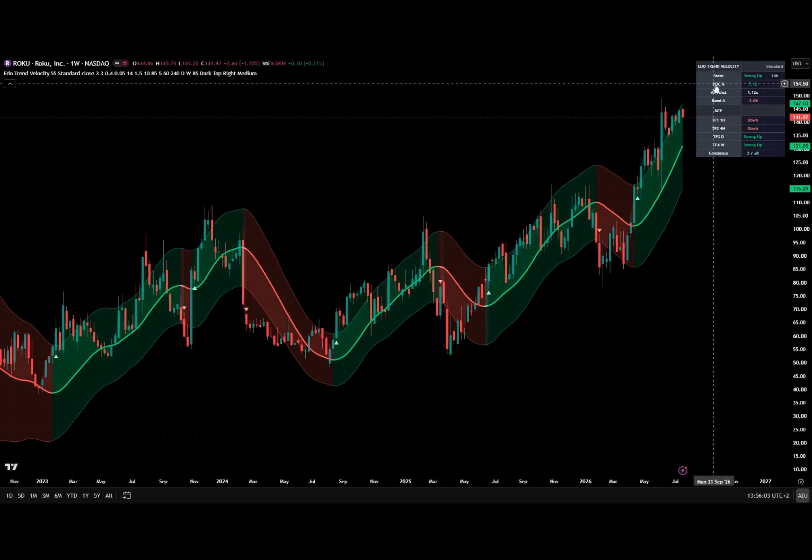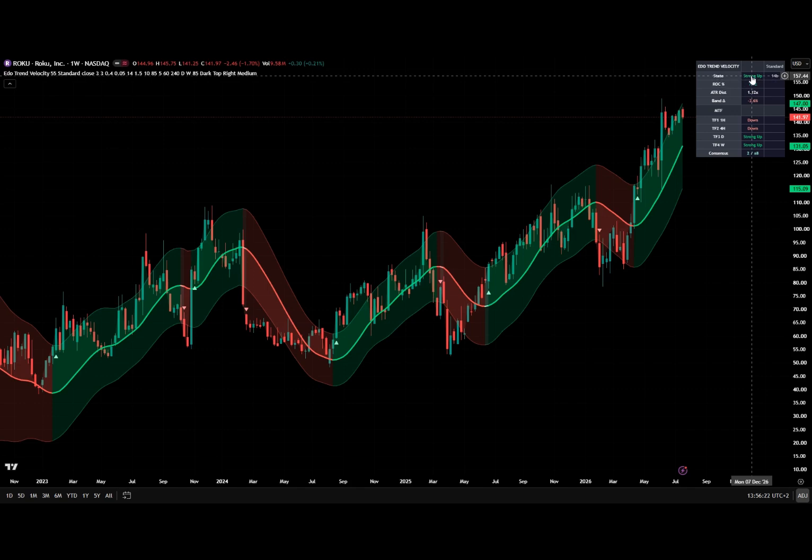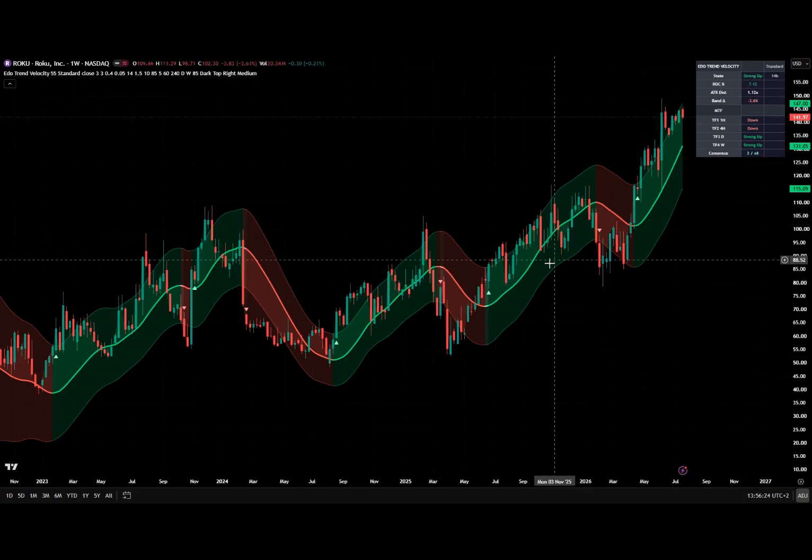The first velocity reading is the rate of change of the line itself, as a percentage. It is not the change in price. It is how fast the line is climbing or falling, bar by bar. On Roku Weekly it reads just over 7%, which is a genuinely fast weekly trend. A slowing rate of change while the state stays the same is the earliest warning this indicator gives you.